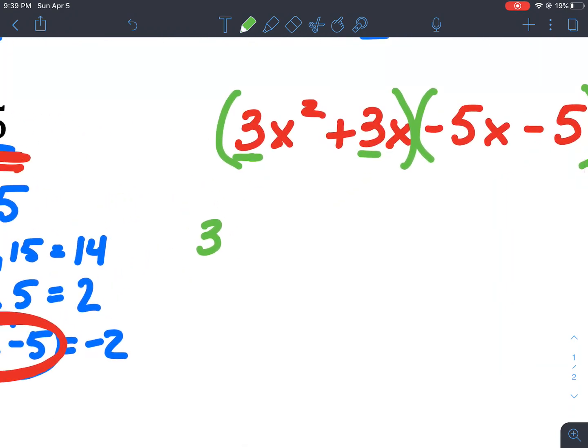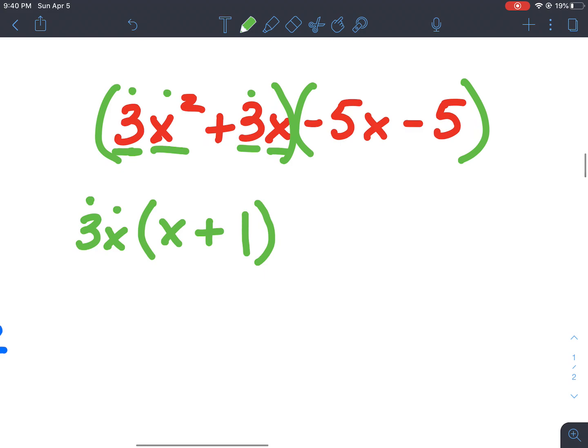Variable-wise, I have an x squared, and I have an x. Well, I could take 1x out of each. So if we do that, 3 divided by 3 is 1. I don't need to write that. X squared divided by x is just x. Plus sign comes down. 3 divided by 3 is 1. X divided by x is still 1. It's just itself. So 3x plus 1.